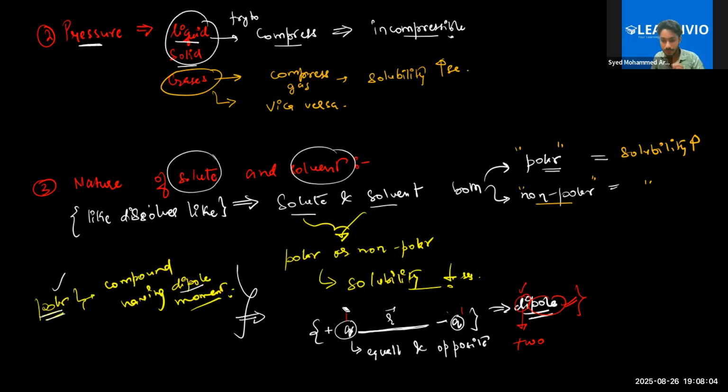This thing is my dipole moment, first thing. And if any compound, for example, if I take H2O, now I'm going to come into the chemistry part. So if you see here H2O, oxygen is my electronegative element and hydrogen is my electropositive element. And do you know what is electropositive, electronegative? I have explained it in the earlier class.